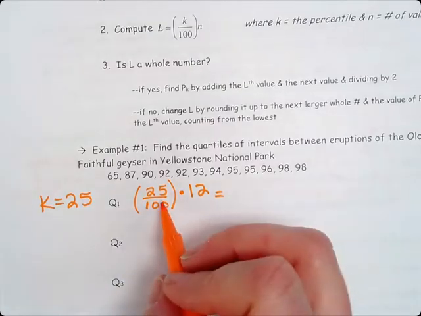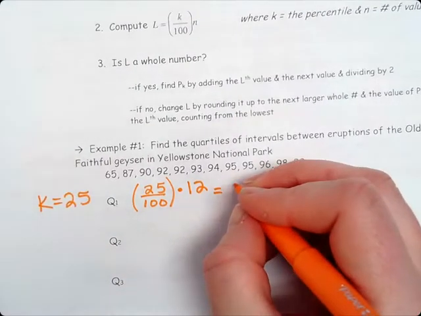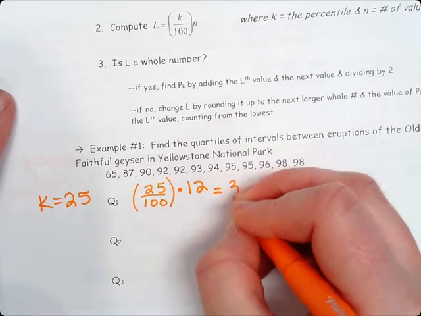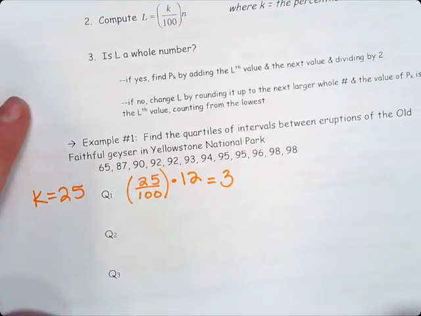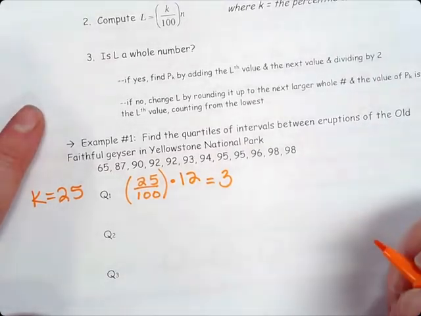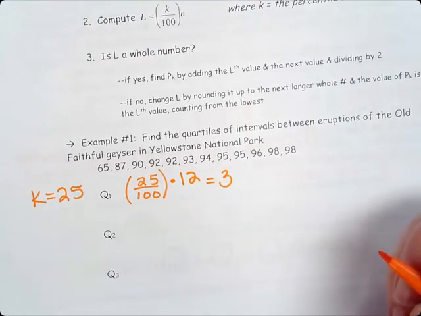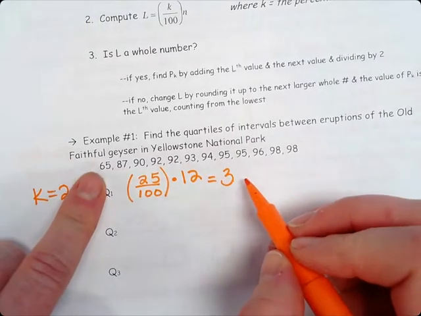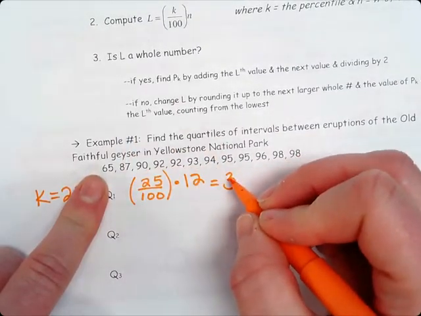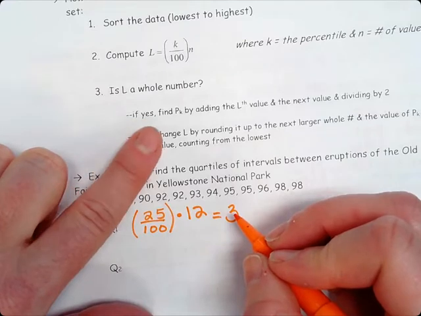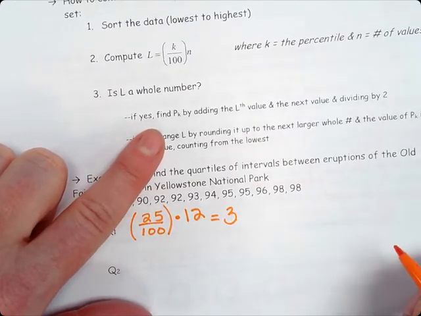So what does that end up equaling? 3. So we need to find out what L is. So the third value, but it says if it's a whole number. So L is a whole number. Since it's a whole number, find PK by adding the L value and the next value and dividing by 2.